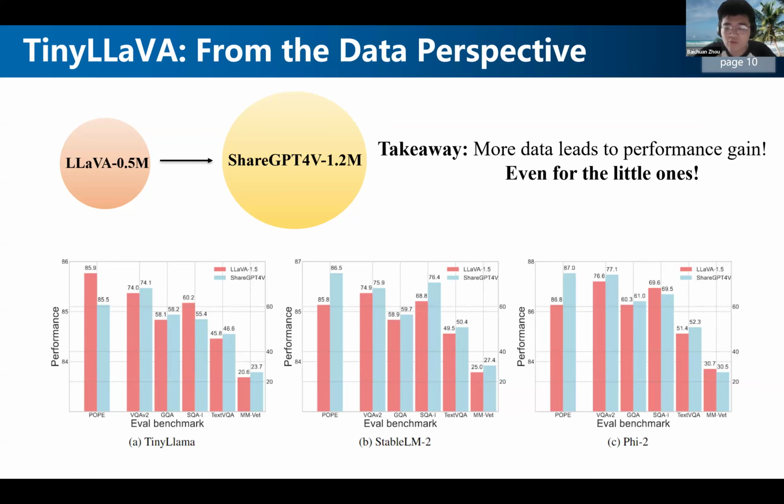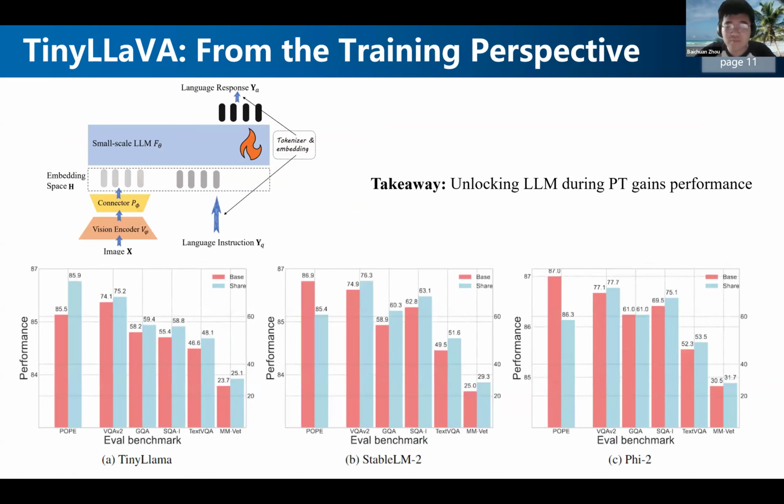To do that, we explored another design axis, which is the training recipe. Our intuition is, because we have observed that the samples in shared GPT-4V have good quality and are very similar to the samples in the fine-tuning stage, we could try to unlock our language decoder during pre-training so that more knowledge and guidance can be injected into our small models. In other words, we try to help models learn better by unlocking more parameters during pre-training. And we conducted our experiment in this part.